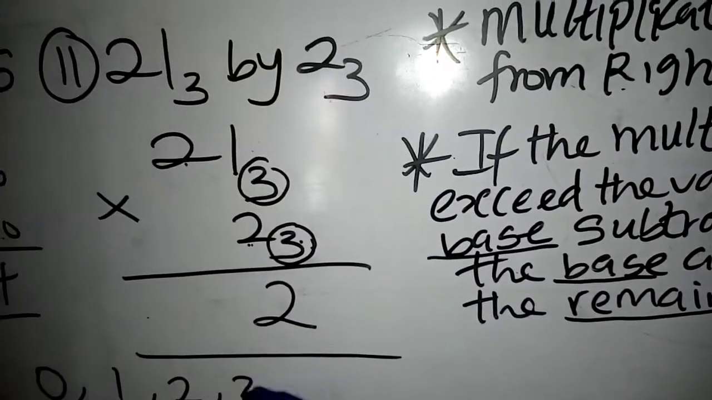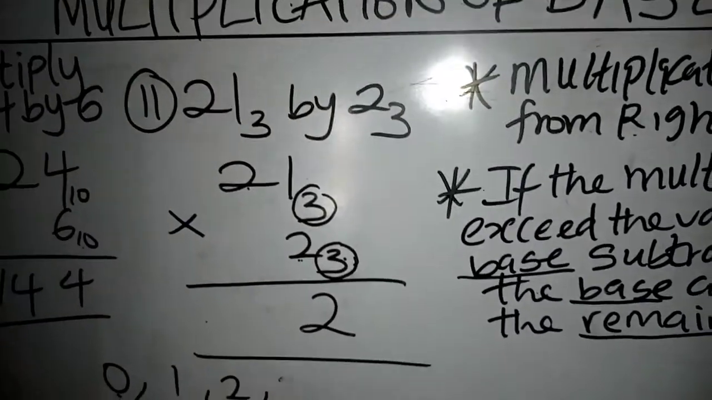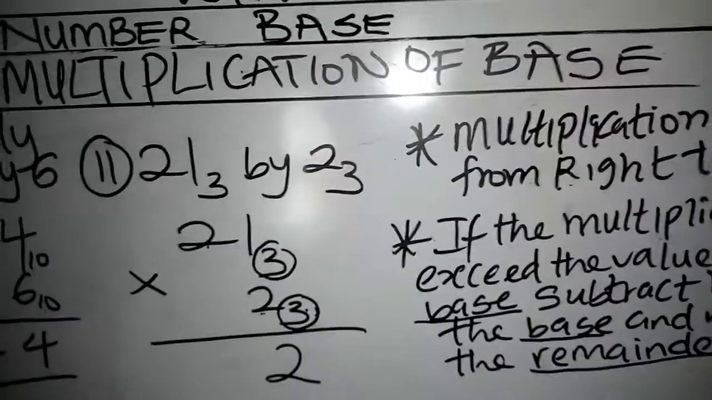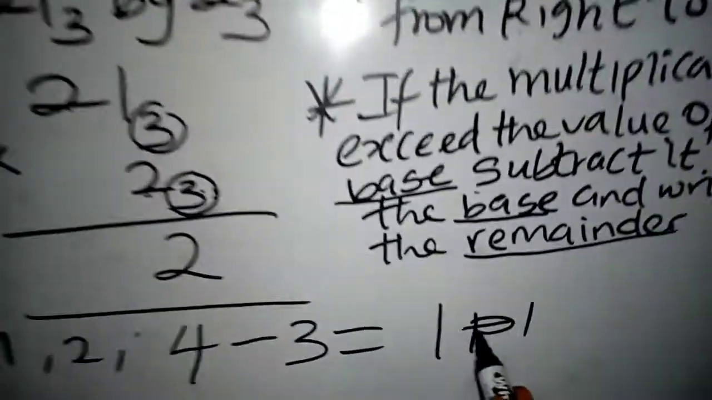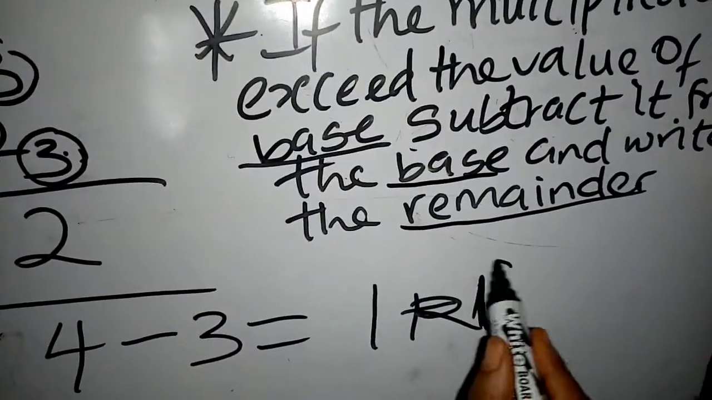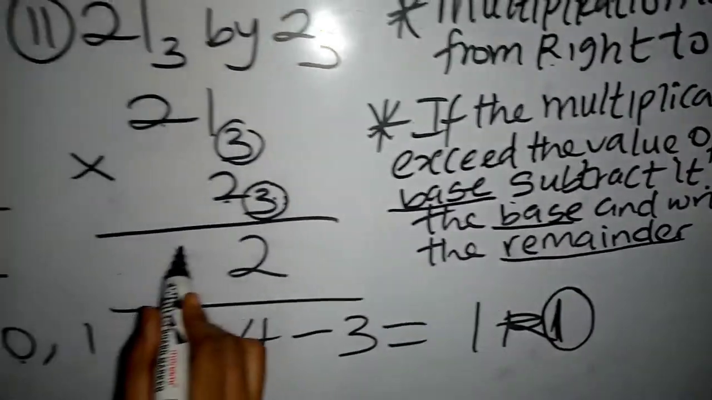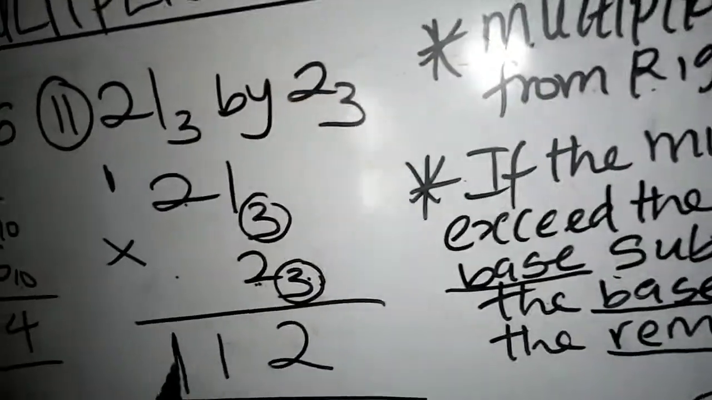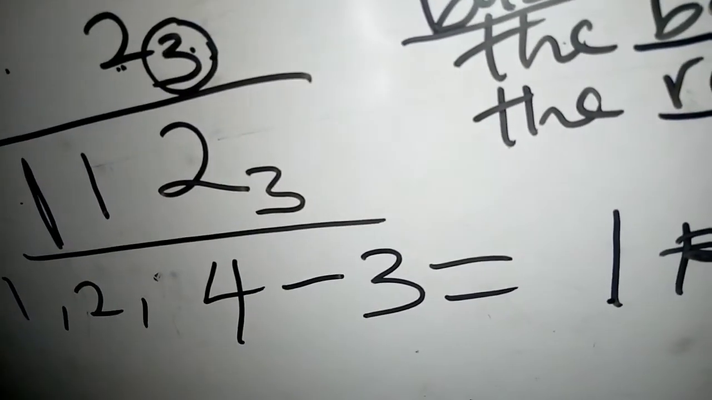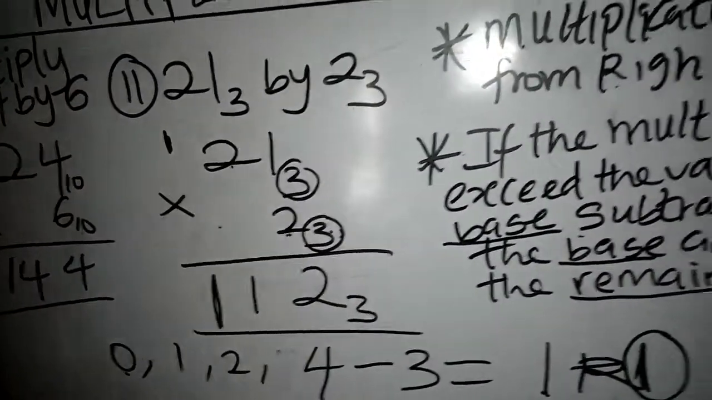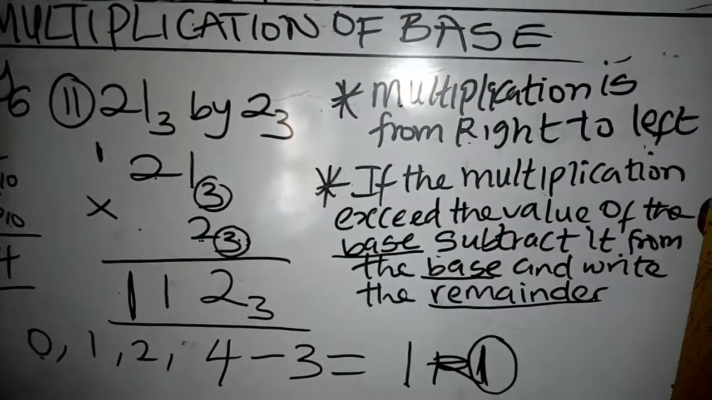So it has exceeded the value of the base. So since it is 1 remainder 1, you write the remainder, which is 1, straight down, which is base 3. So we are done with the number base.